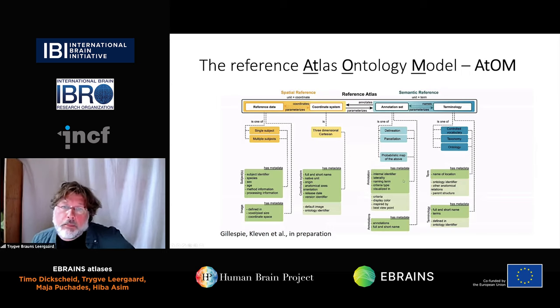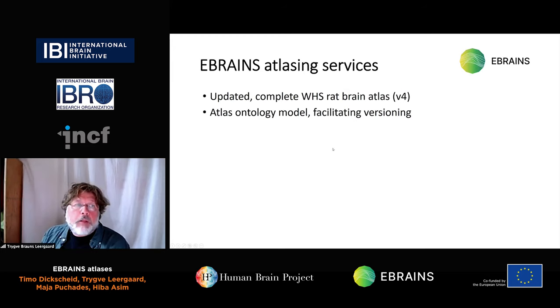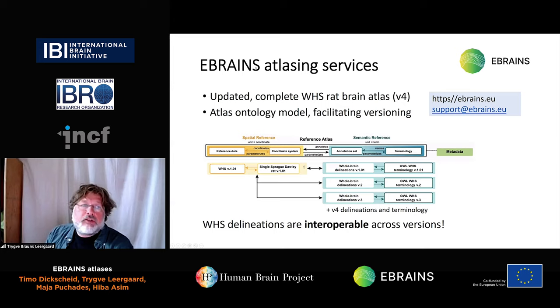So here, this is a complex plate. I will not comment much of it, but here you see that for each of these elements, there are possible variations, and there are several important metadata that we have identified. This is work that is in preparation now. But the main thing of it is that when we shortly will have an updated version of the Rat Brain Atlas, version 4, we will also have the Atlas Ontology model, which facilitates this versioning.